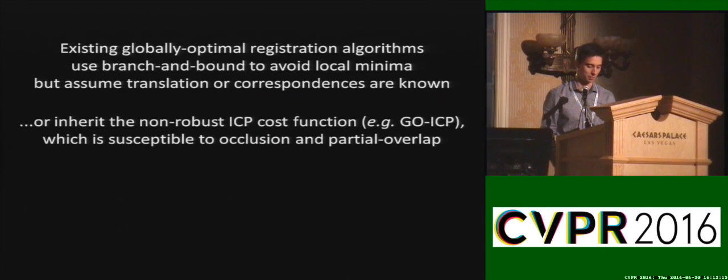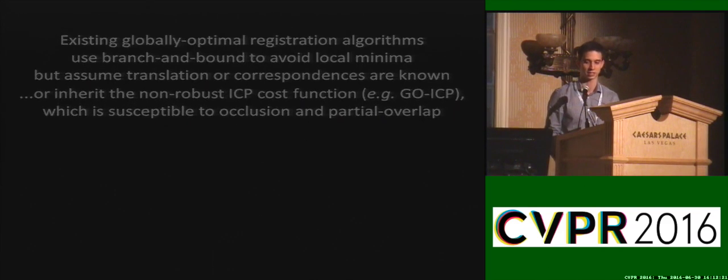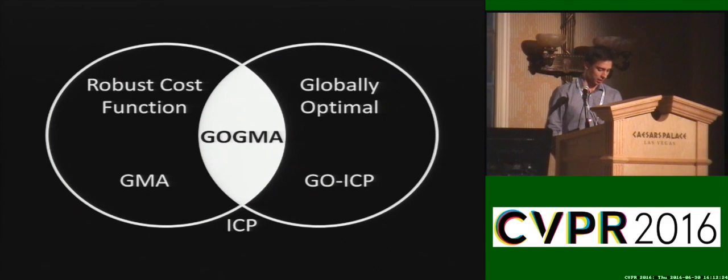Existing globally optimal registration algorithms use branch and bound to avoid local minima, but assume translation or correspondences are known. The exception is GoICP from Yang et al. 2013 and 16, which instead inherits the non-robust ICP cost function.